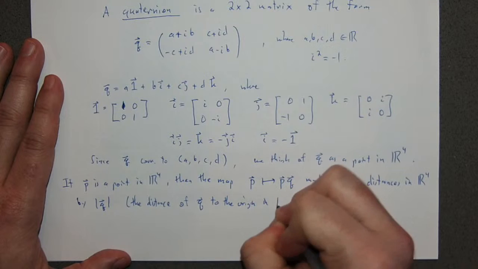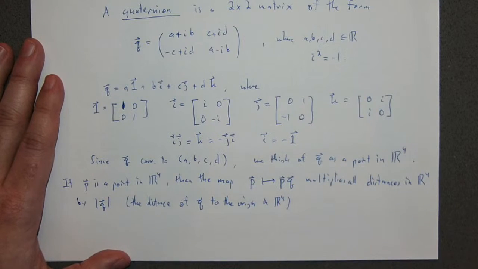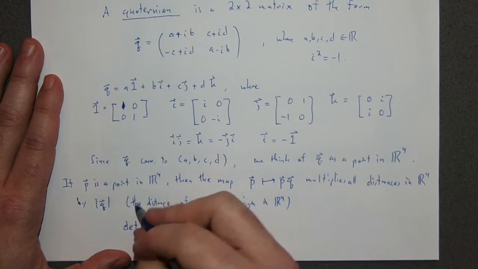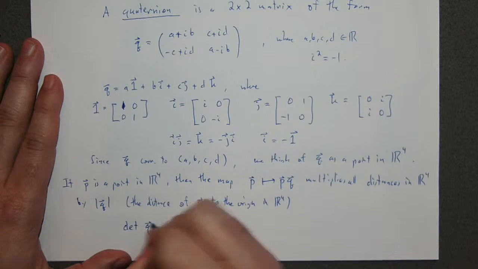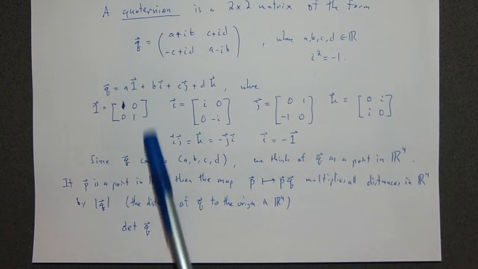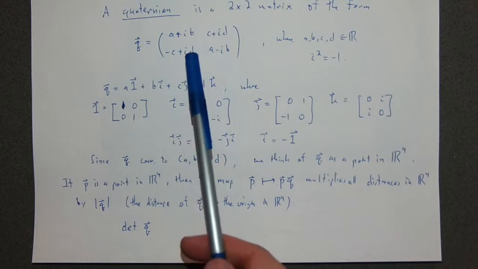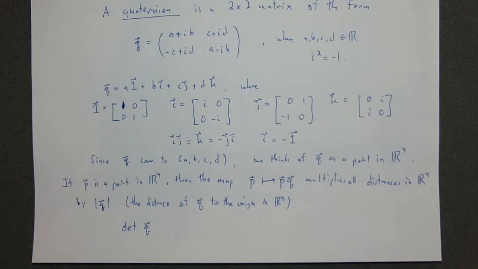The origin in R4. Okay. Why is this the case? Well, note that if you look at the determinant of Q, the determinant of a 2 by 2 is this entry times this entry minus this entry times that entry, right?